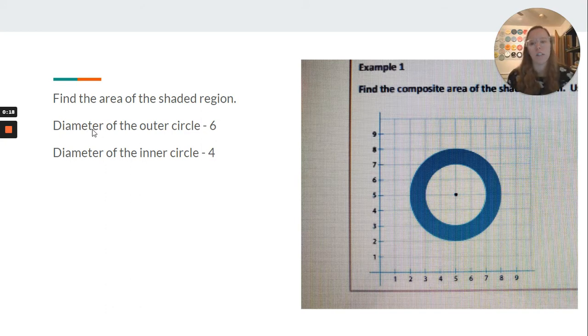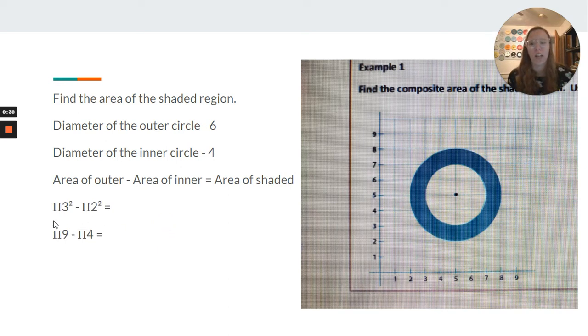This is a circle, so we'd use pi times the radius squared. The diameter of the outer circle is 6. So from here to here is 6. The inner circle is 4 from here to here. So area of the outer minus the area of the inner equals the area of the shaded part, okay?